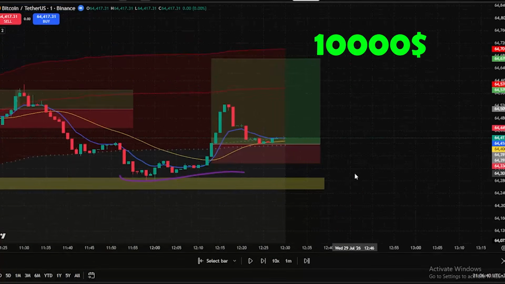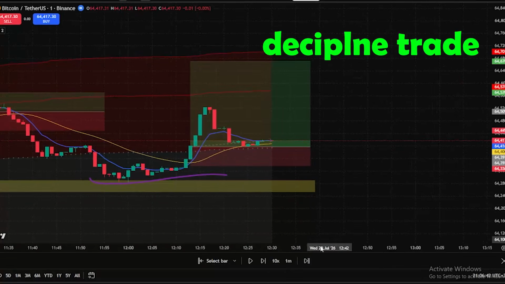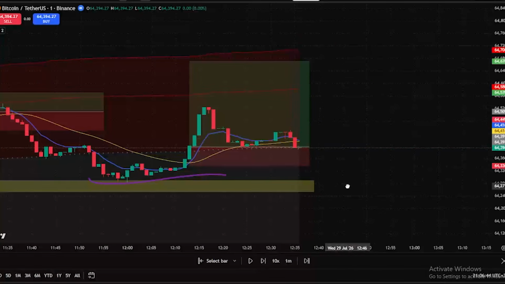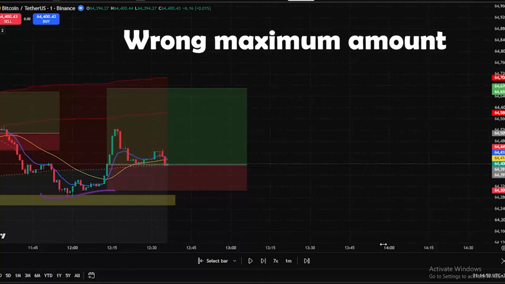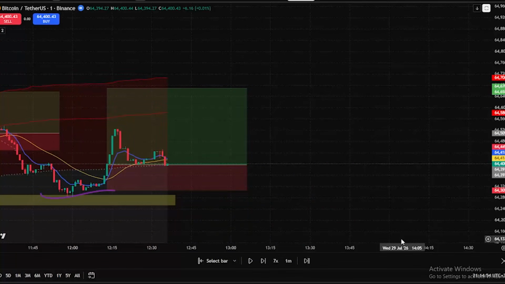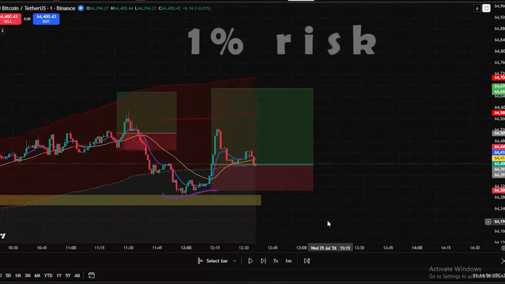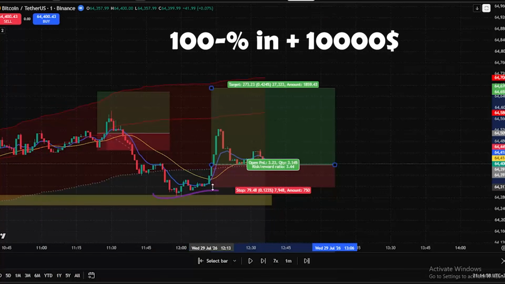Let's say the account size is $10,000. A disciplined trader does not randomly choose a position size. Instead, they decide the maximum amount they are willing to lose before entering the trade. For example, with a 1% risk rule, the maximum loss is $100.